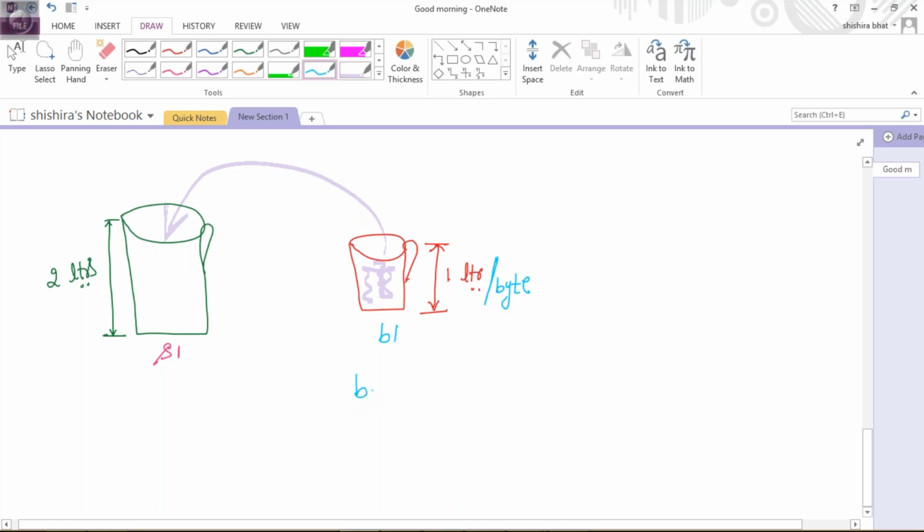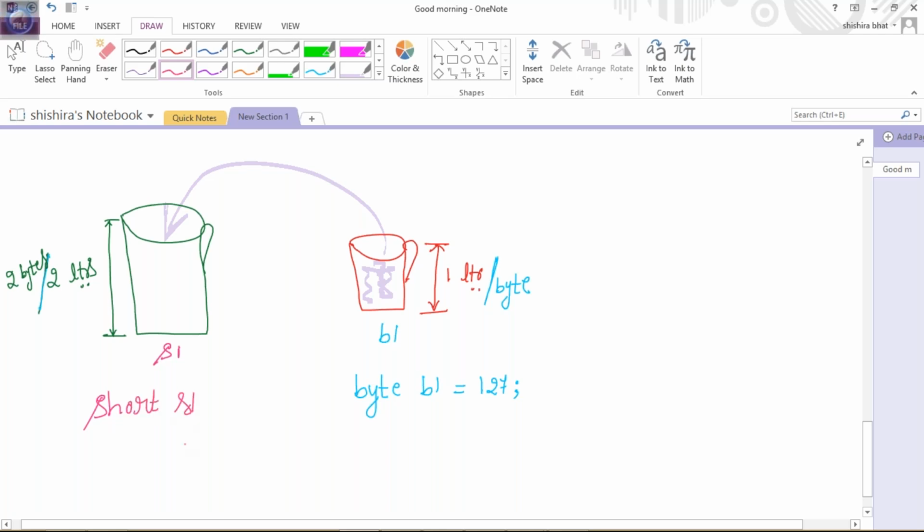So who is having the capacity called 1 byte? Byte. Let's say byte B1 equal to 127. Now I'll take S1. 2 liters means 2 bytes. Who is having 2 bytes now? Short. So I'm having something called short S1.